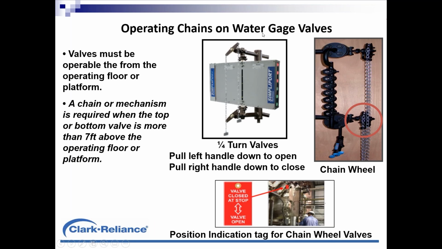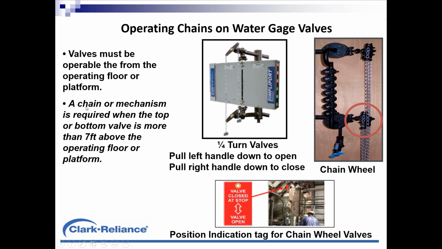Operating chains on water gauge valves. This is also an important thing. The code requires an operating mechanism anytime a bottom or top valve is more than 7 feet above the operating floor or platform. When you think about the average height of a boiler operator, anyone reaching their hands over their head could get to 7 feet, but anything more than that, you need a step stool or a ladder, and that's what the code wants to prevent: accidents.